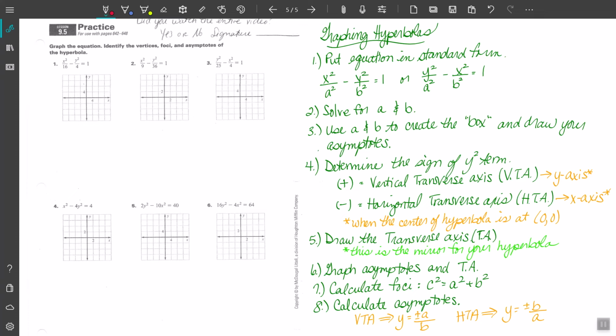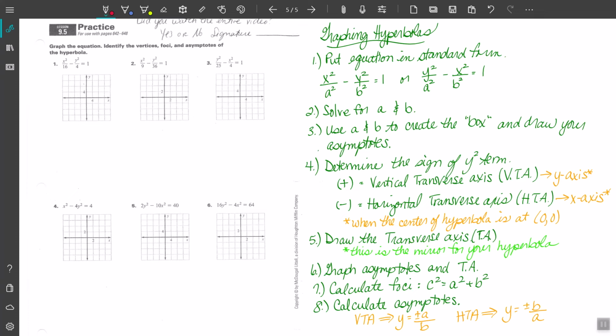And so we're going to look at number one first. And I can see there that that equation is in standard form because on the right hand side of the equation is a 1. So you always want to make sure, just like in previous lessons, that we had this equation solved for 1 in order to be certain that it's in standard form.